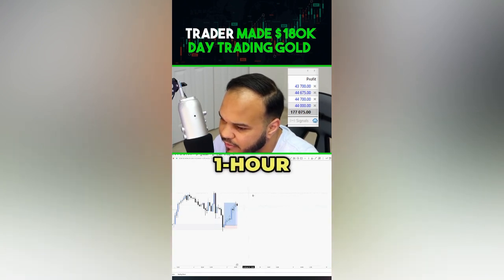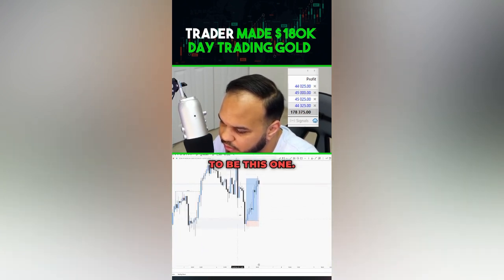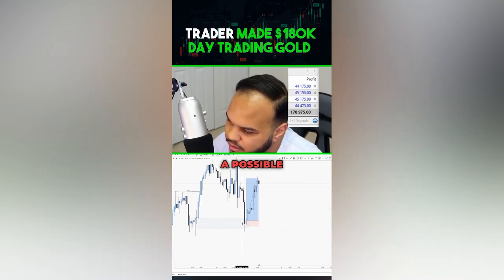Then I dropped to the 1 hour and found a 1-hour order block, which is going to be this one. So I saw the market getting right into this order block on the 1 hour. So it's a point of interest for me to start looking for a possible setup.